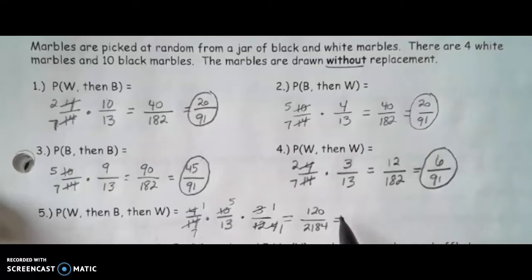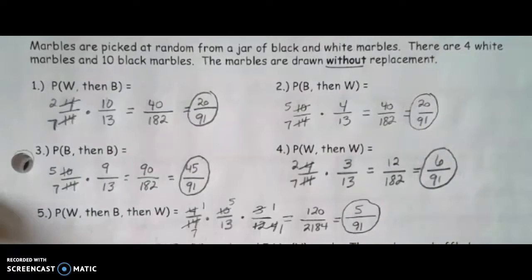And so now when I simplify, 1 times 5 times 1 is 5. And then I'm going to have 7 times 13 times 1, which is 91. And so we have a simplified probability of 5 out of 91.